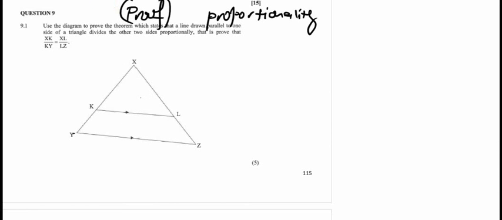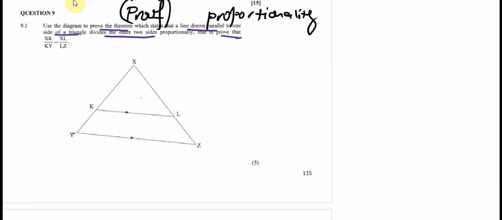I'm going to try and do it a little bit slowly. I won't put all the information in just one statement to make the proof very short, but I will try to explain everything that is meant by it. So we can read the statement. We use the diagram to prove the theorem which states that a line drawn parallel to one side of a triangle divides the other two sides proportionally. That is, prove that XK over KY will be equal to XL over LZ. That is what you're going to be proving.